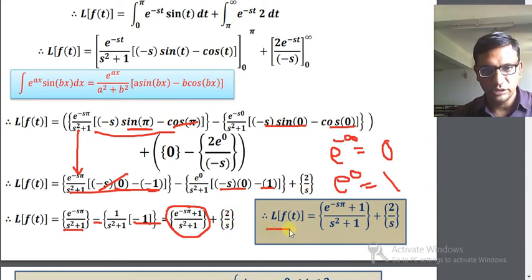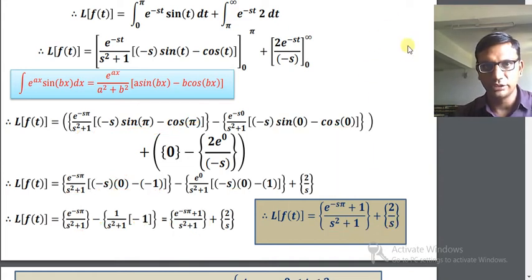So hence our final answer is Laplace of f(t) is equal to e raised to minus pi s plus 1 upon s square plus 1 plus 2 by s. That is our Laplace integration.